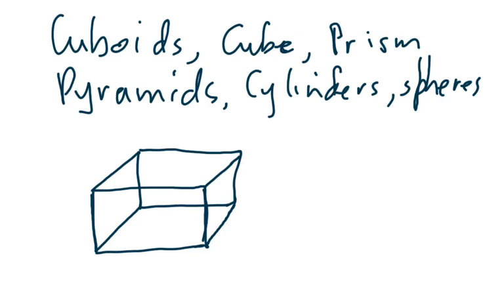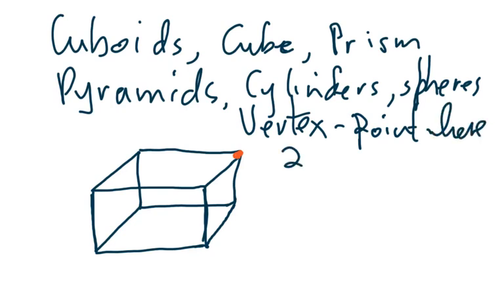The first part that we are going to look at is what is called a vertex or an apex. A vertex, by definition, is a point where two or more faces meet.